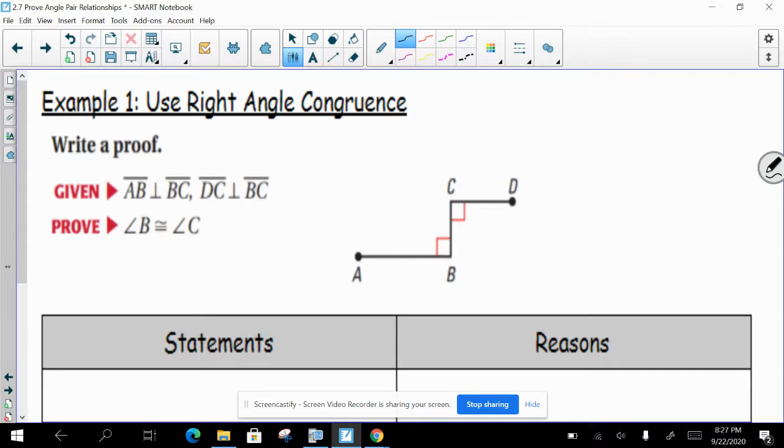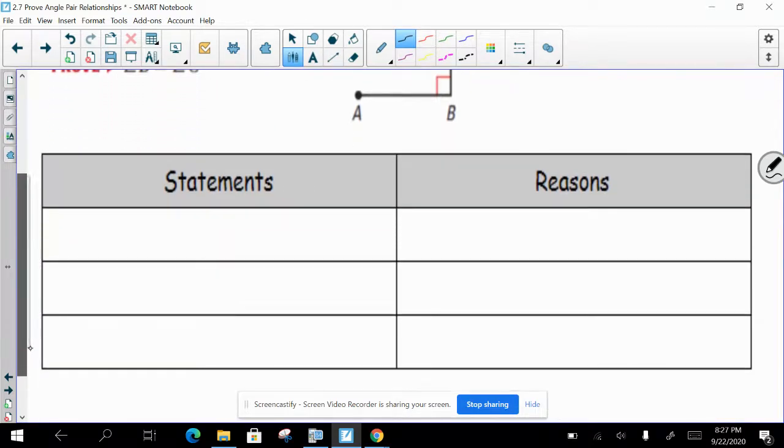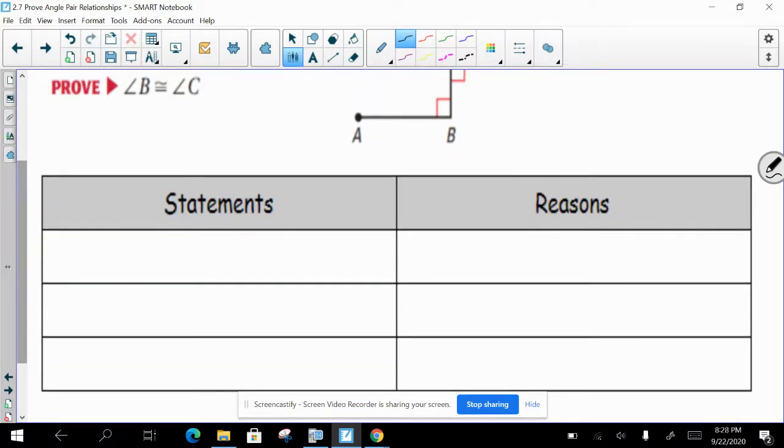So now let's use it in a proof. So we are given that segment AB is perpendicular to segment BC, and segment DC is perpendicular to segment BC. We want to try to prove the angle B and C are congruent to each other. This proof has 3 steps in it. So statement 1, let's write down both of our givens in the same step. AB perpendicular to BC and DC perpendicular to BC.